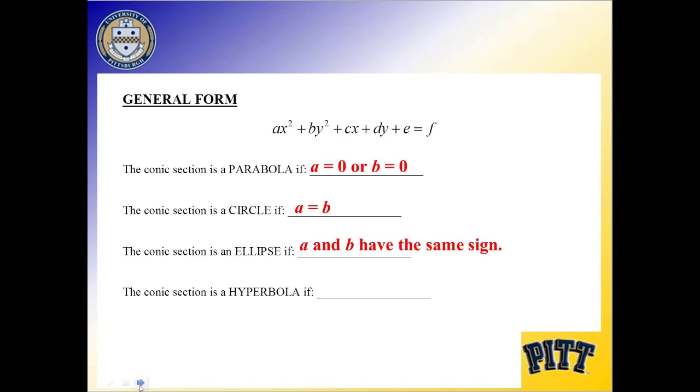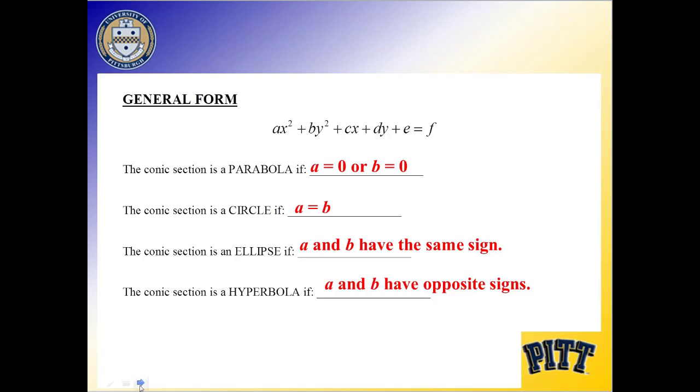The last one, for it to be a hyperbola, if I look at a and b and they have opposite signs, that's an indication that it's a hyperbola. So if the number in front of my x squared is positive, the number in front of my y squared is negative, of course that precludes them from being equal to each other, so it's not going to be a circle. They have opposite signs, it's a hyperbola.